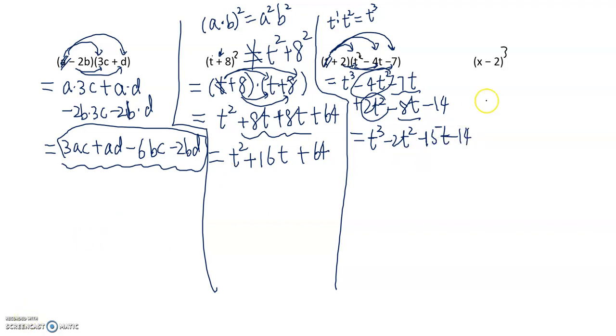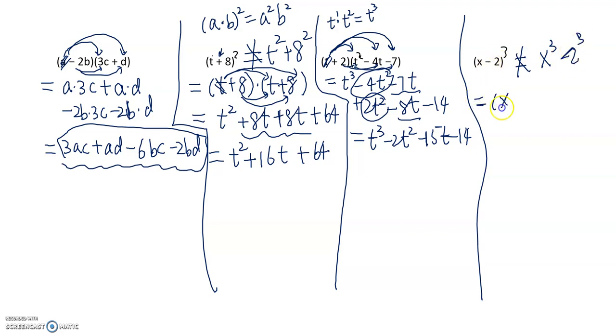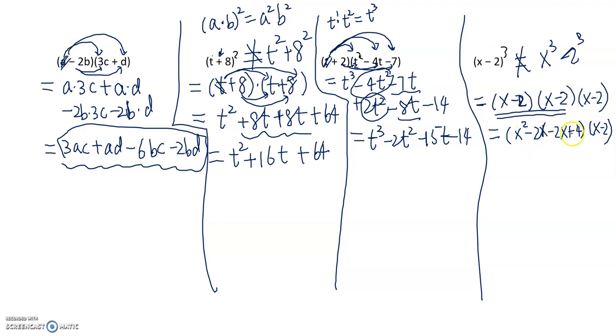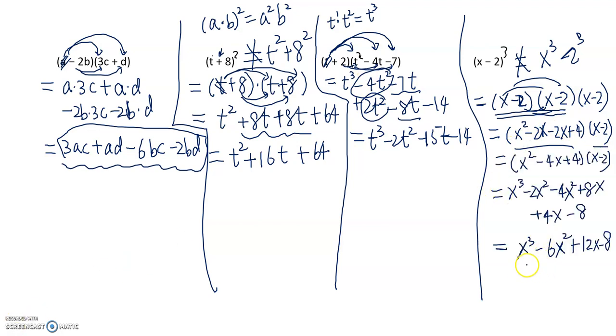In the last case, we have, again, 3 copies. It's not equal to x cubed minus 2 cubed. Again, we don't have a formula for subtraction. So in this case, you will have to do x minus 2 times x minus 2 times x minus 2. You multiply 3 copies of whatever is inside the parentheses. And then you can work out these 2 first to multiply: x squared minus 2x minus 2x plus 4. And after that, you can multiply these two, like the previous example, to get the answer.